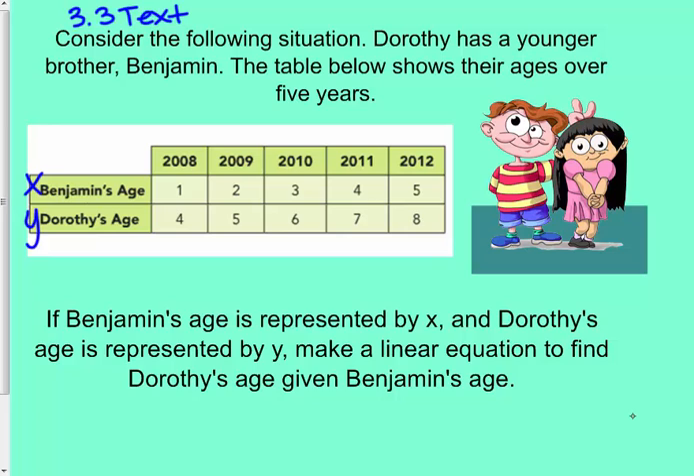So linear equation, because yes, it does graph as a straight line on the Cartesian plane. If we were to put this on the Cartesian plane, that x, y, what you call coordinate axis, I call it the Cartesian plane, yes, it would go in a straight line. And the equation is, for every time I want to figure out Dorothy's age y, I would take Benjamin's age x and add 3. Pretty easy.